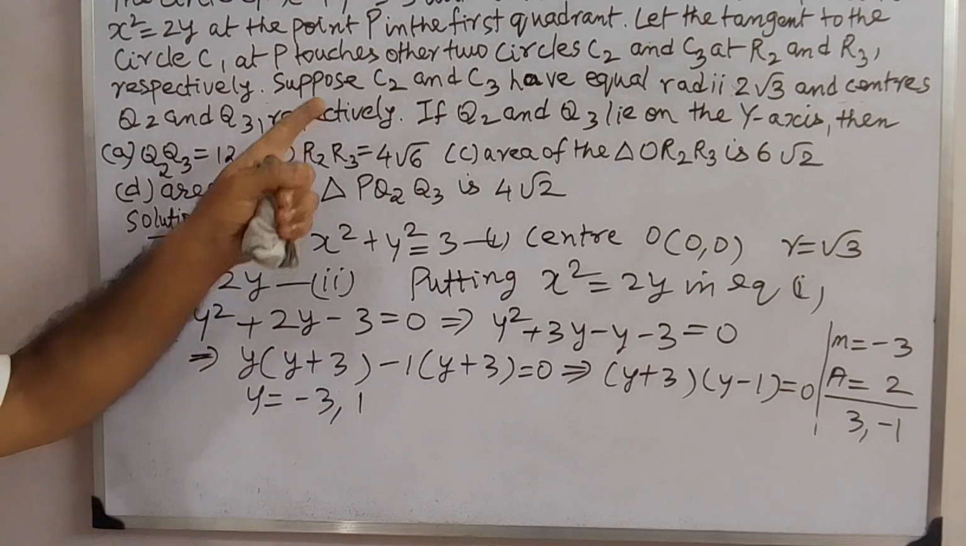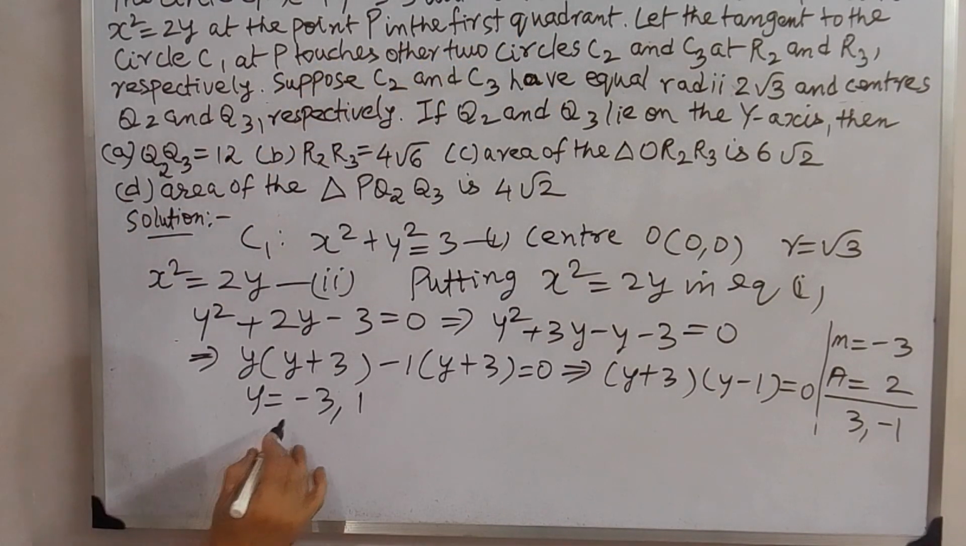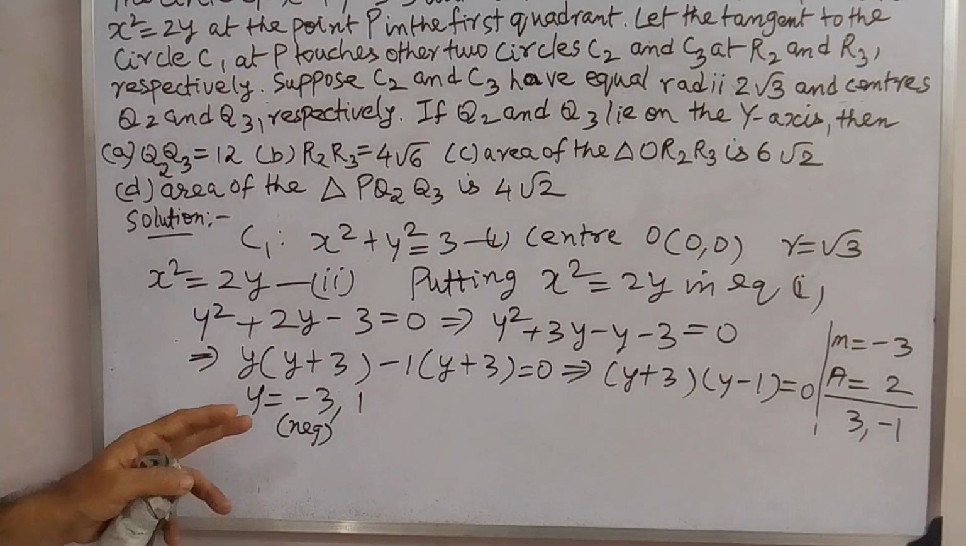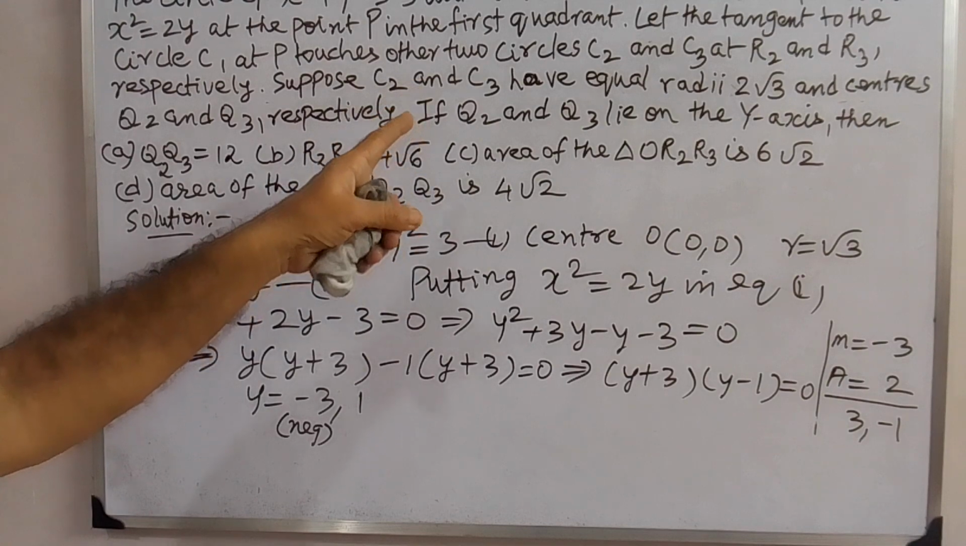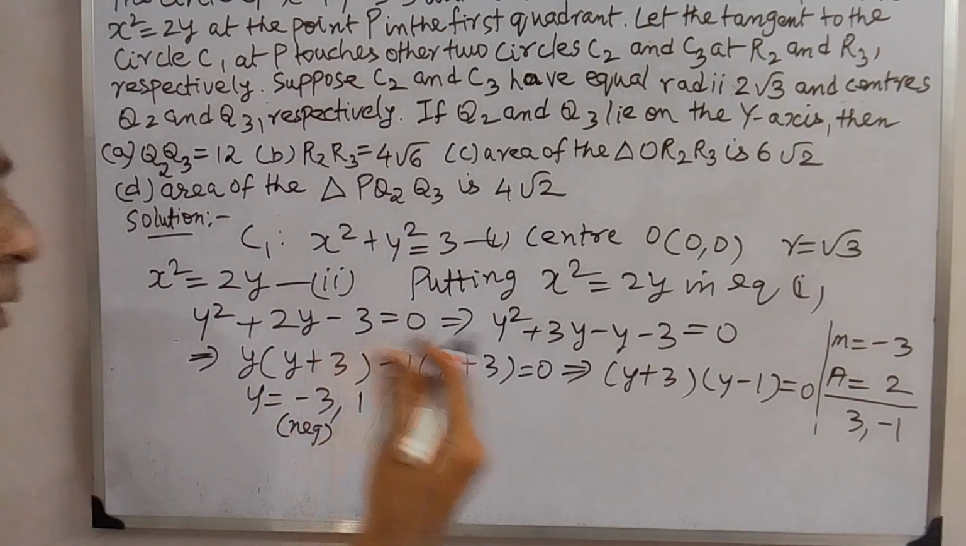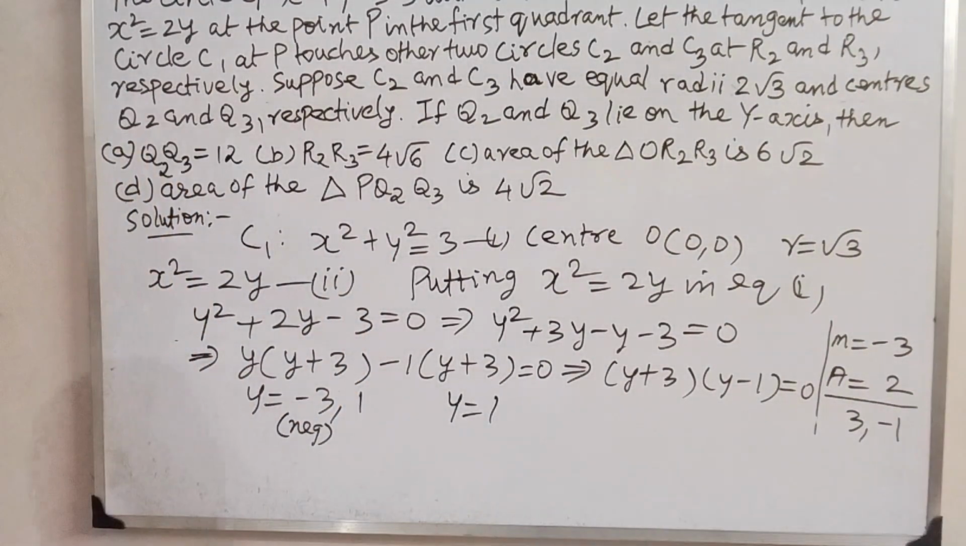But here it is being told to us that the point is lying in the first quadrant. So the y value cannot be negative. So here minus 3 we are neglecting, because that cannot be the value of the y coordinate of the point P, because the point P is in the first quadrant where the x and y coordinates are both positive. So y value, we have got 1.